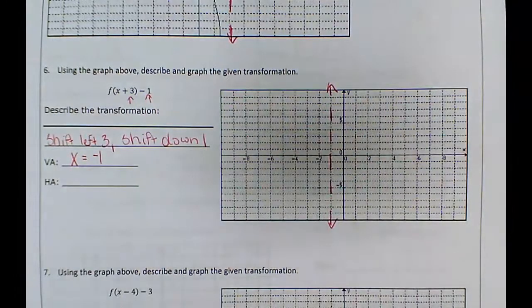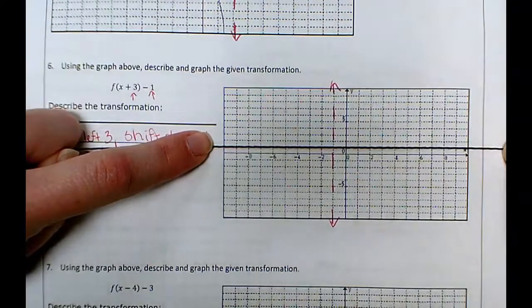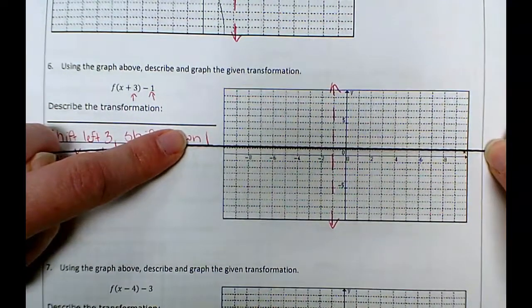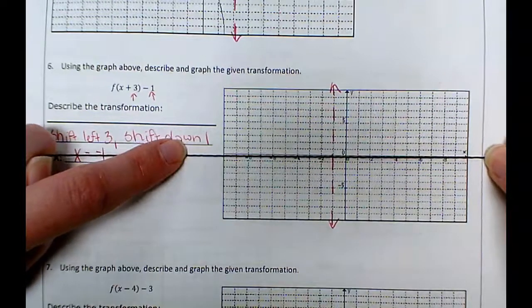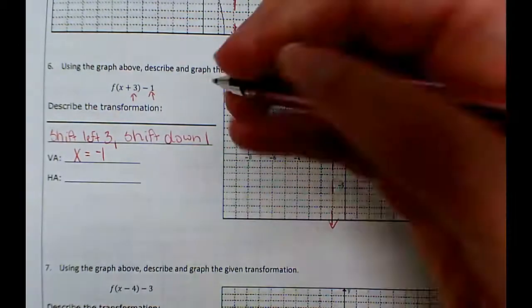And the horizontal asymptote used to be y equals 1. Shifting to the left 3, 1, 2, 3, doesn't really do anything, but shifting down 1 will. So the new horizontal asymptote goes through a y value of 0. So it's basically along the x-axis.